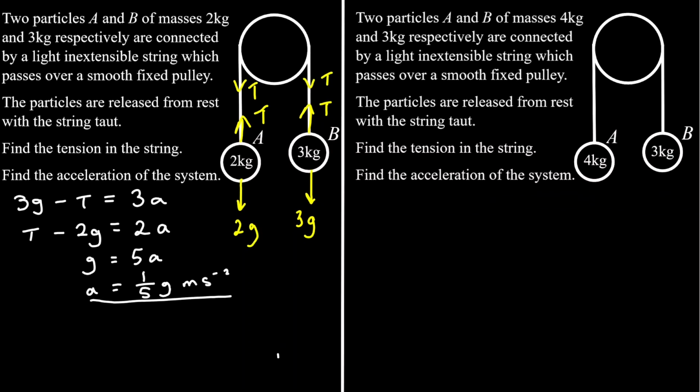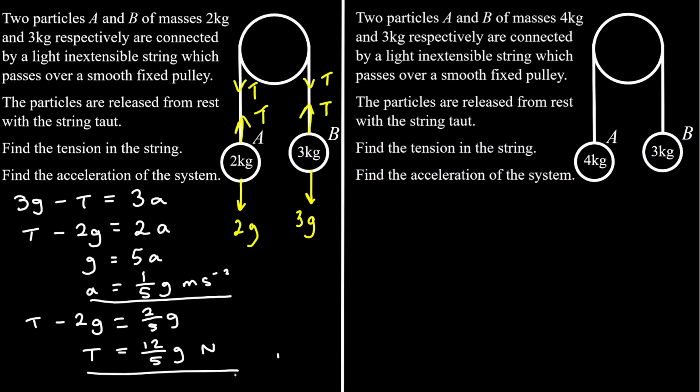If we want to find tension, we can substitute A back in. So if I substitute A back in, I'll get T minus 2G equals 2A, which would be 2 times 1/5 of G, which is 2/5 of G. Add 2G to both sides. So 2/5 G plus 2G. 2/5 plus 2 will be 12/5. So it's 12/5 of G, and tension is measured in newtons.